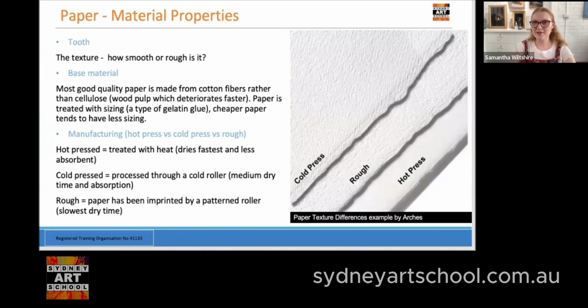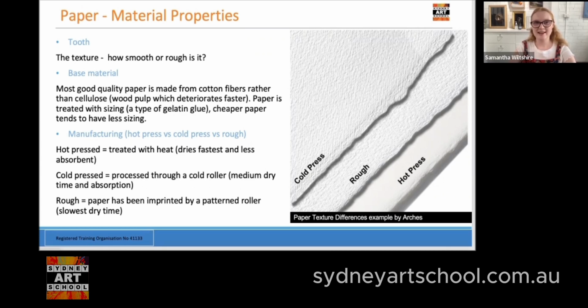Before we get there though, let's first understand the material properties of paper. And these are some really important vocabulary words. You might like to take a screenshot of this screen and add some of these vocabulary words to the vocabulary list in the resource that was sent out to you after professional practice if you're in our diploma or advanced diploma program. So let's start with tooth.